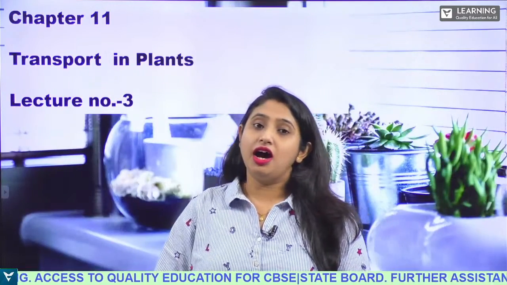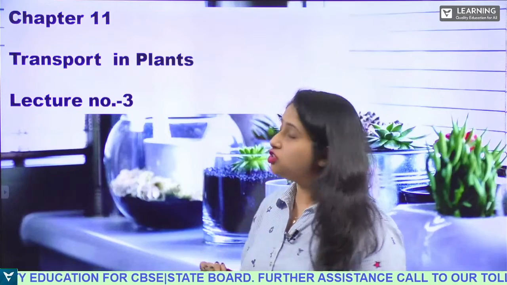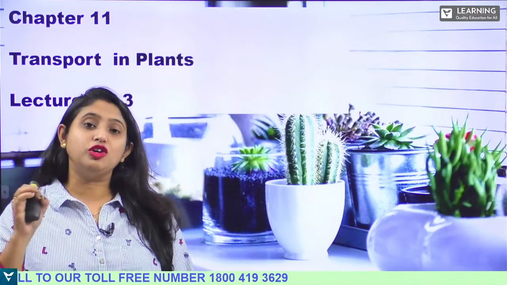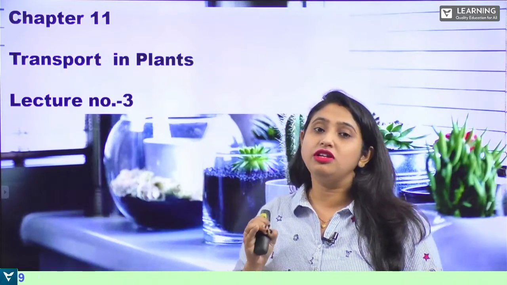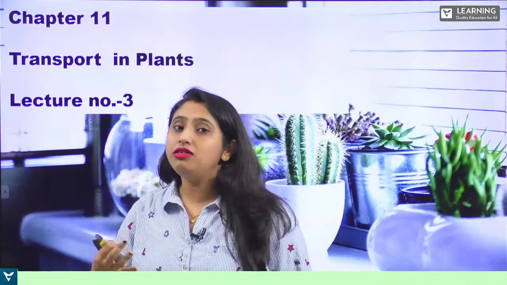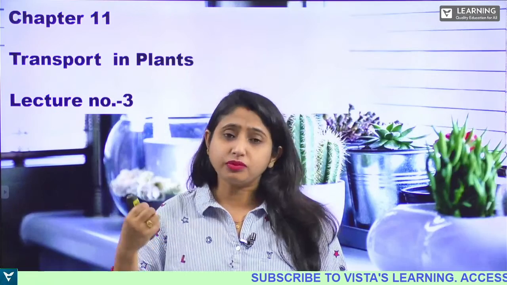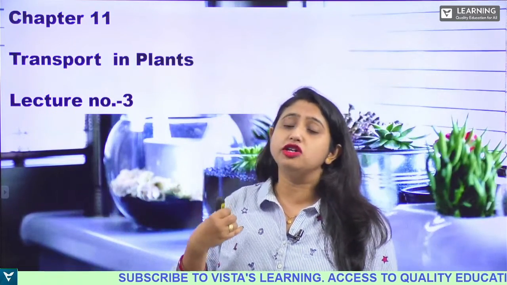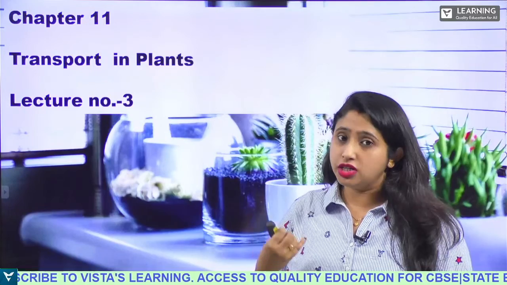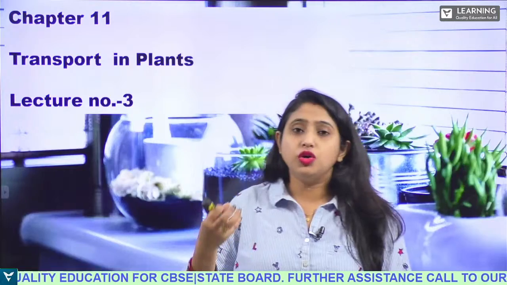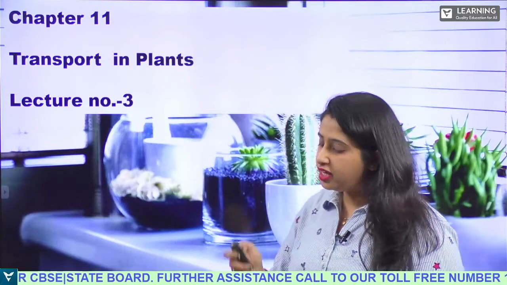In our previous sessions, we have already started with chapter number 11, that is transport in plants. In your previous class, you learned about the means of transport and plant-water relationships. In today's class, you will be learning about the long-distance transport of water: how the water and minerals are transported from the roots to the various parts of the plant, that is through the vascular tissue. You will learn how the roots absorb the water. This is lecture number 3, so let's begin today's session.